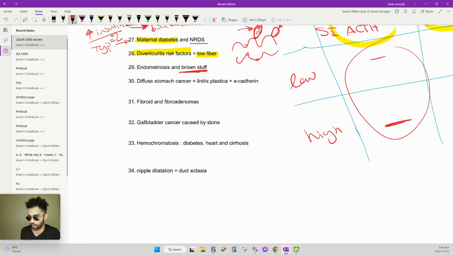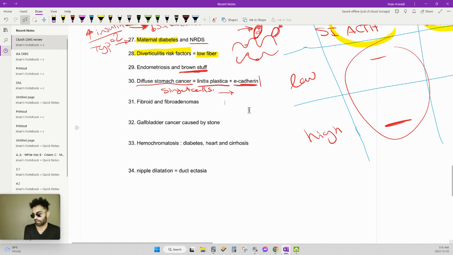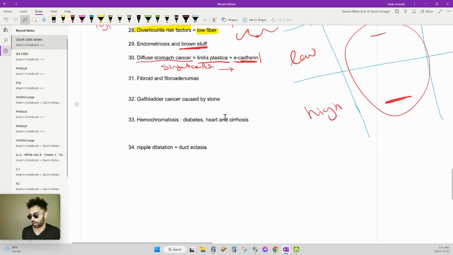We got this, I've said a billion times by now, but we got the diffuse type of stomach cancer, which is associated with linitis plastica, which is associated with lack of E-cadherin, right? We also have the signet cells here. And you also have Krukenberg tumors, which is basically metastasis to the ovaries bilaterally, and that happens through seeding.